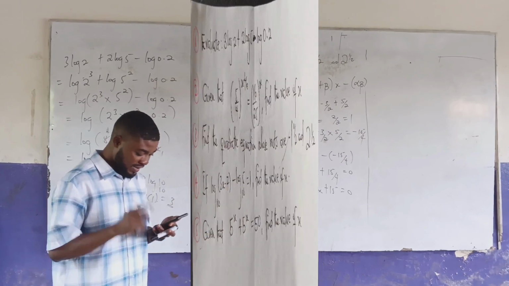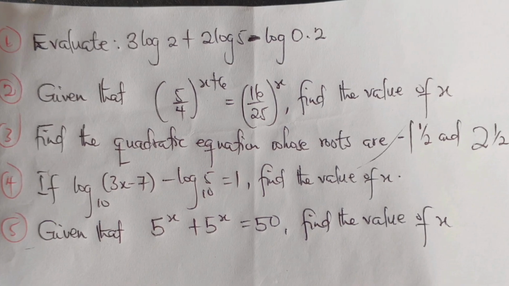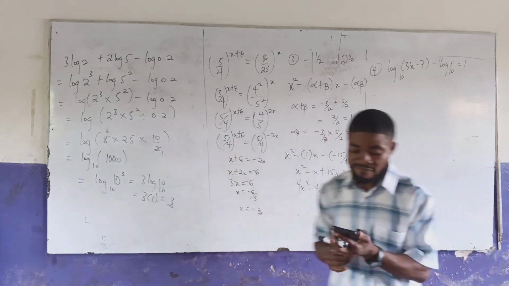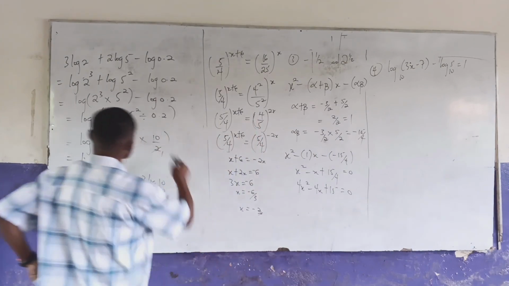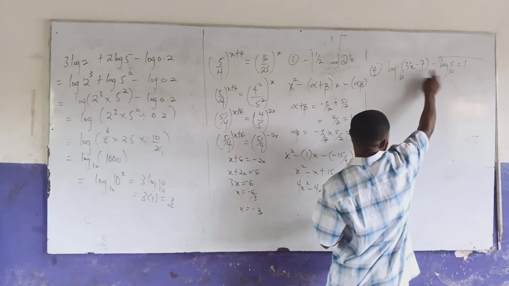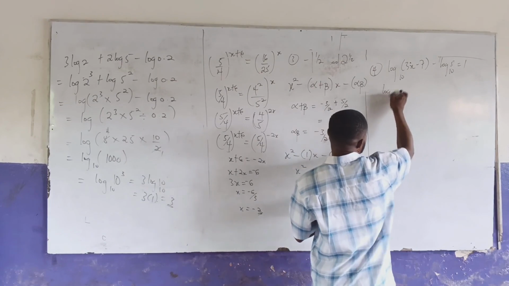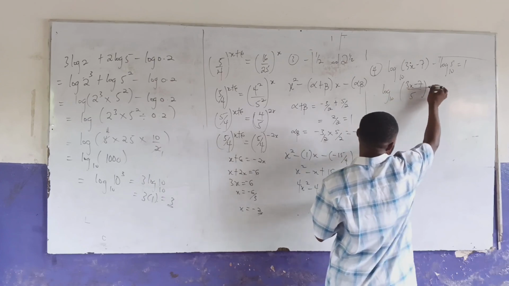Quickly to question 4, which says that if log 3x minus 7 base 10 minus log 5 base 10 is equal to 1, then we are to find the value of x. So the concept of logarithm is still applied here. We can combine these into log to the base 10 of (3x minus 7) all over 5 is equal to 1.